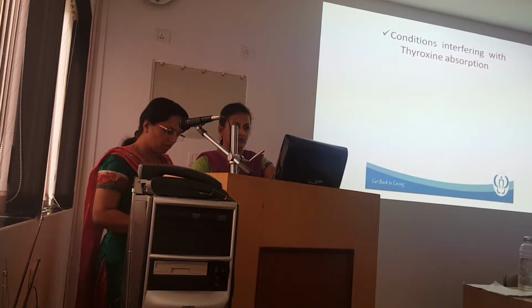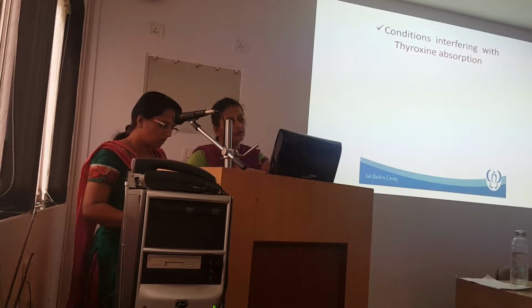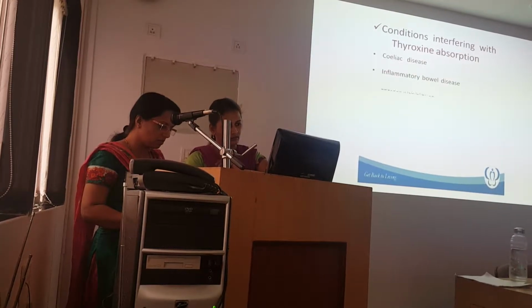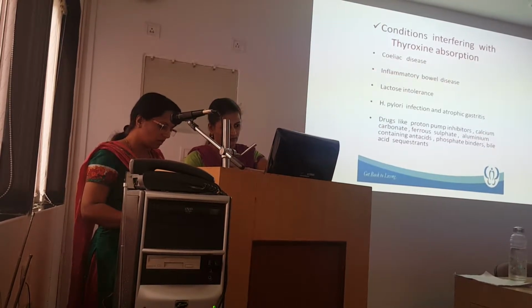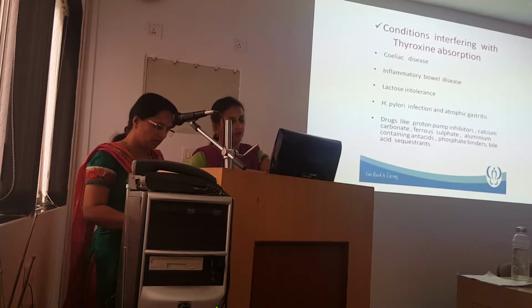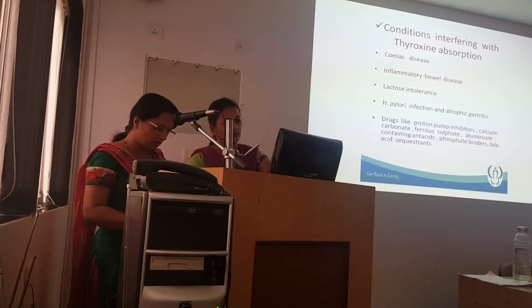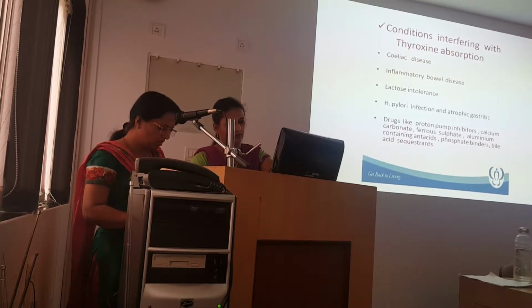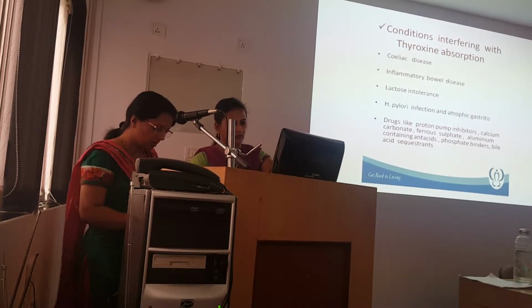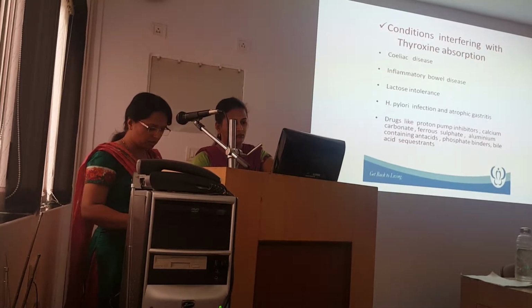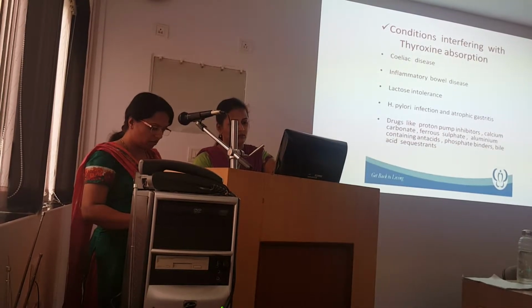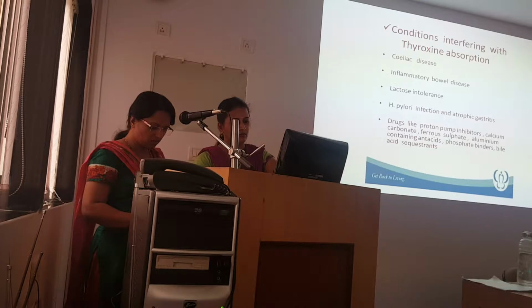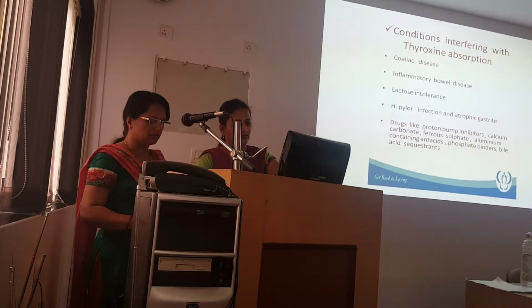Conditions interfering with thyroxine absorption. Thyroxine absorption is decreased by conditions of the gastrointestinal tract like celiac disease, inflammatory bowel disease, H. pylori infection if the patient has it, and atrophic gastritis. Also, medicines like proton pump inhibitors, calcium carbonate, ferrous sulfate, aluminum containing antacids, phosphate binders, etc.